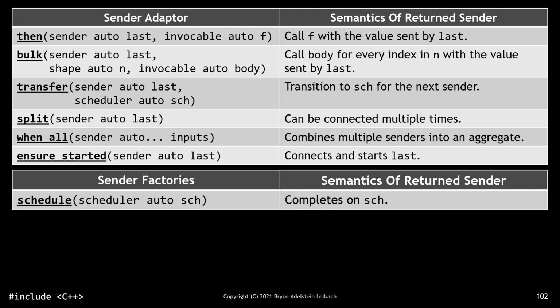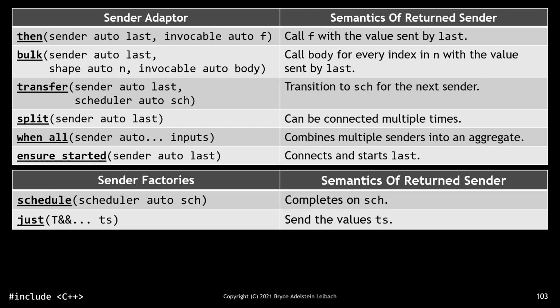We've already seen one sender factory, schedule, which returns a sender that completes on the specified scheduler. The returned sender doesn't send values or represent any actual work. It's just a handle you can use to compose work on the scheduler. Just is another sender factory. It takes a set of values and produces a sender that will send those values immediately when connected.